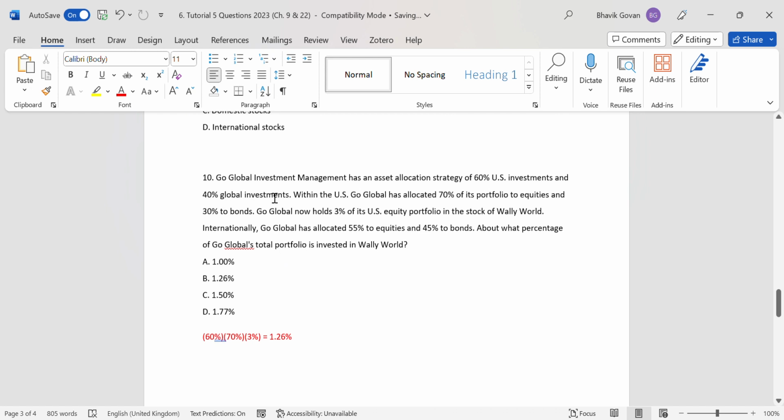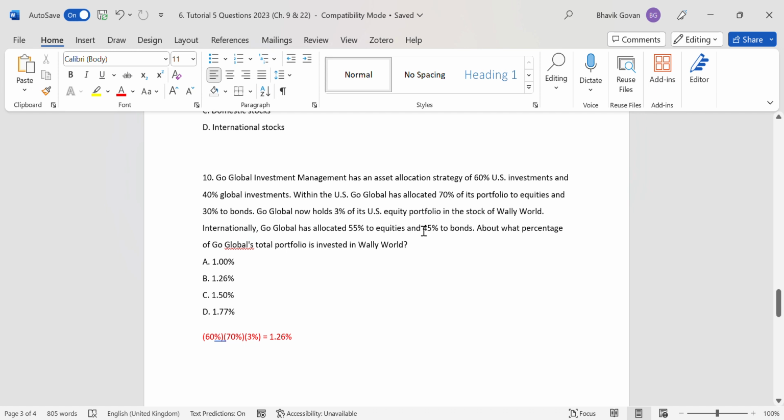Go Global Investment Management has an asset allocation of 60% US investments, 40% global investments. Within the US, Go Global has allocated 70% of its portfolio to equities and 30% to bonds. They now hold 3% of its US equity portfolio in the stock of Wally World. Internationally, Go Global has allocated 55% to equities, 45% to bonds. About what percentage of Go Global's total portfolio is invested in Wally World?